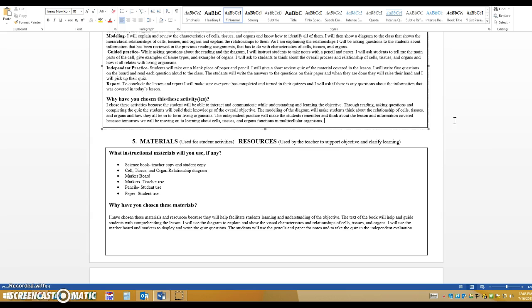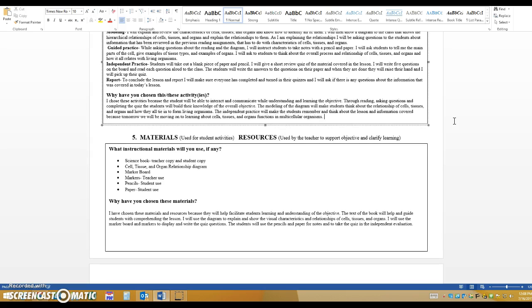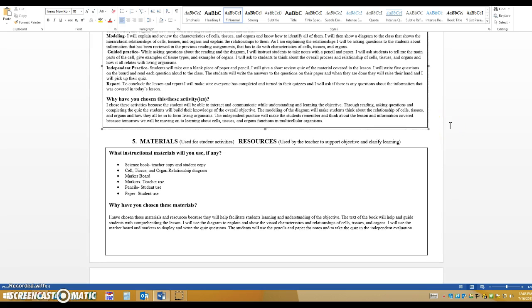Section 5, Materials and Resources. What instructional materials will you use? I will use a science book, which is the teacher's copy. The students will also use a copy of the science book. A cell, tissue, and organ relationship diagram that I will display for the students while explaining. A marker board and markers to give the quiz and write the questions on the board. The students will use pencils and paper for notes and for the quiz.